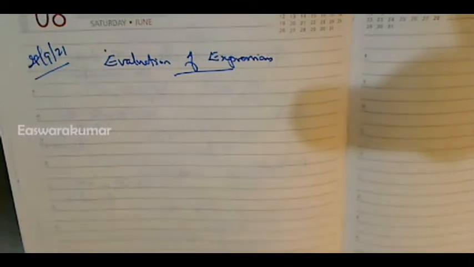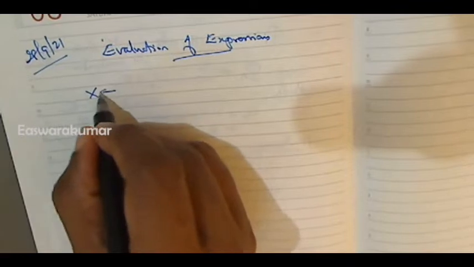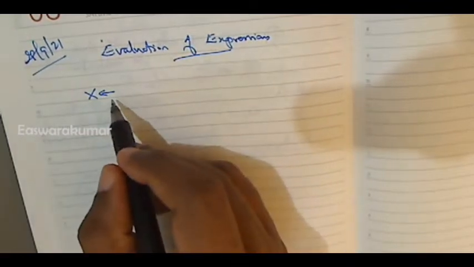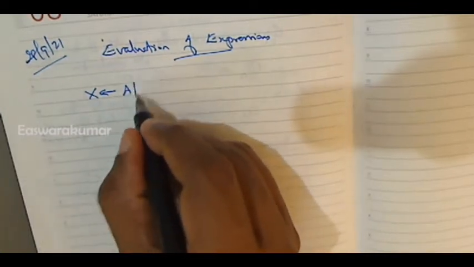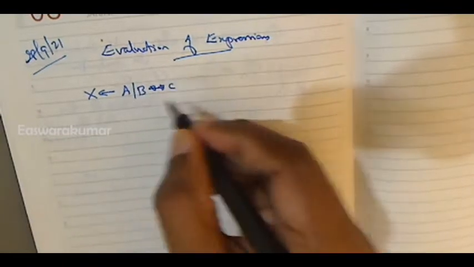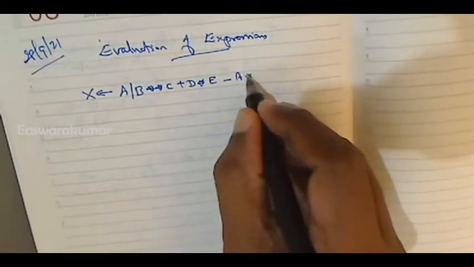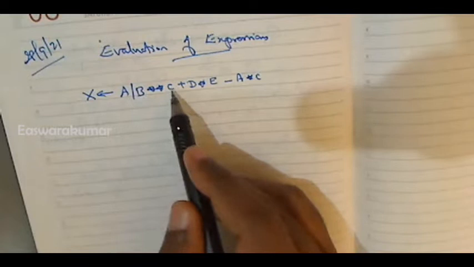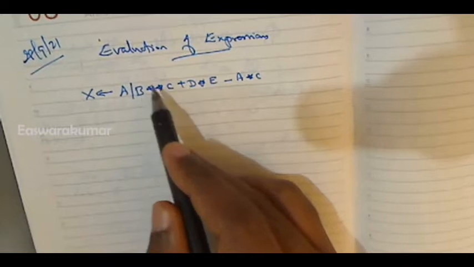First of all, let us see why the evaluation of expressions is needed. For example, if our code has a statement like x is equal to a divided by b star star c plus d star e minus a star c. The equal sign refers to the assignment. This star star means exponent, that is b power c.